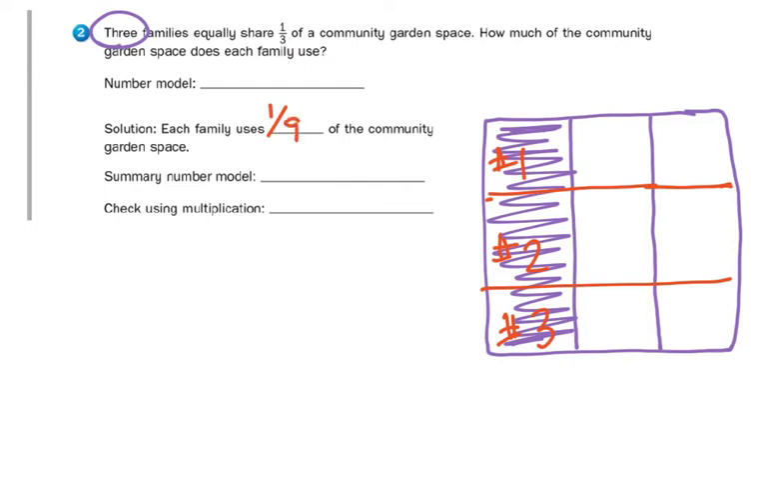So the number model would look like this. 1/3 of the garden space is being divided by 3 families. And we can put G for garden. Now let's go ahead and put our solution in place of the variable. 1/3 divided by 3 equals 1/9.